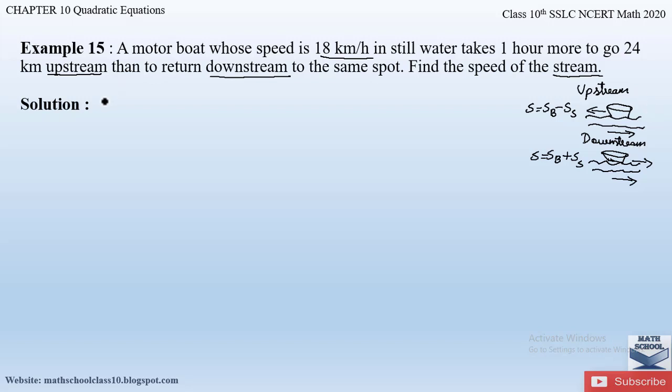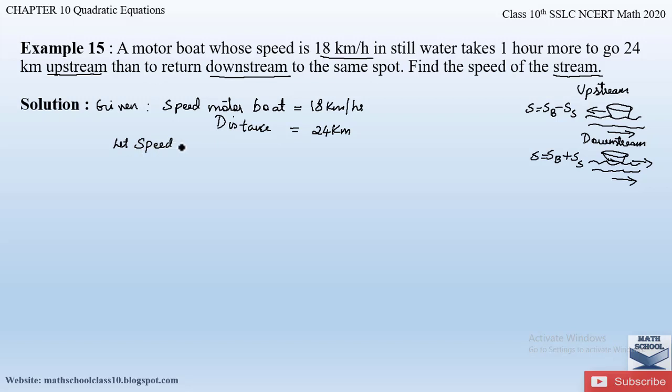So let us first of all write down what is given in the question. The speed of the motorboat is 18 kilometers per hour and the total distance traveled by the motorboat is 24 kilometers. And we have to find out the speed of the stream. We don't know the speed of the stream, so initially let us assume, let the speed of the stream be x kilometers per hour.